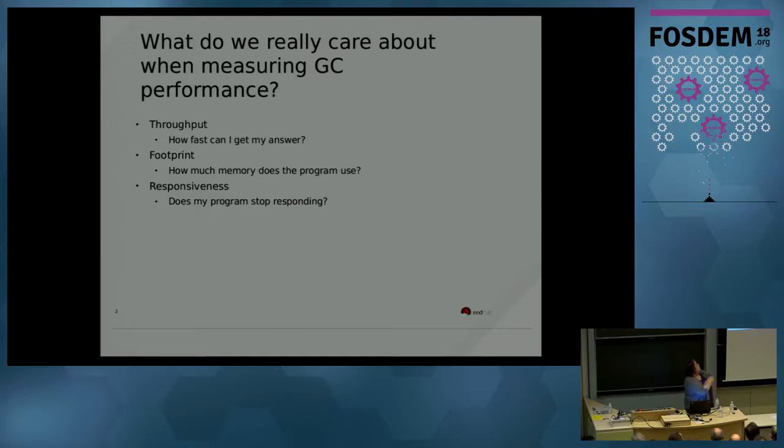So these are the three metrics that I'd like us to talk about when we're comparing different GC algorithms. How fast do I get my answer? What's the end-to-end runtime? I want to talk about the footprint. How much memory does the program use? All of it, measured externally. So I don't want the program reporting it. I want to get it from external tools.